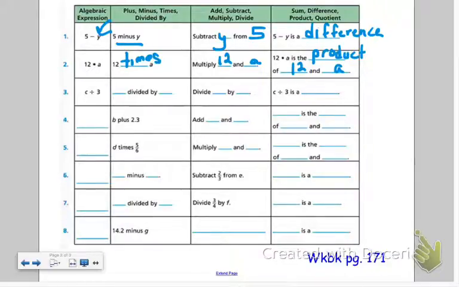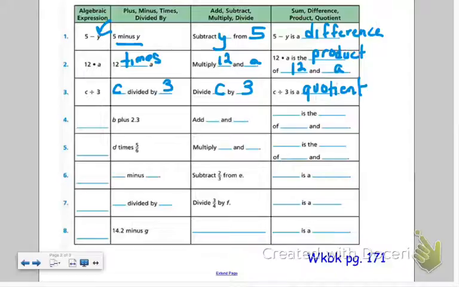Number 3, c divided by 3. Well, obviously c divided by 3. You are dividing c by the 3. And c divided by 3, that's a quotient. The answer to a division problem is a quotient.